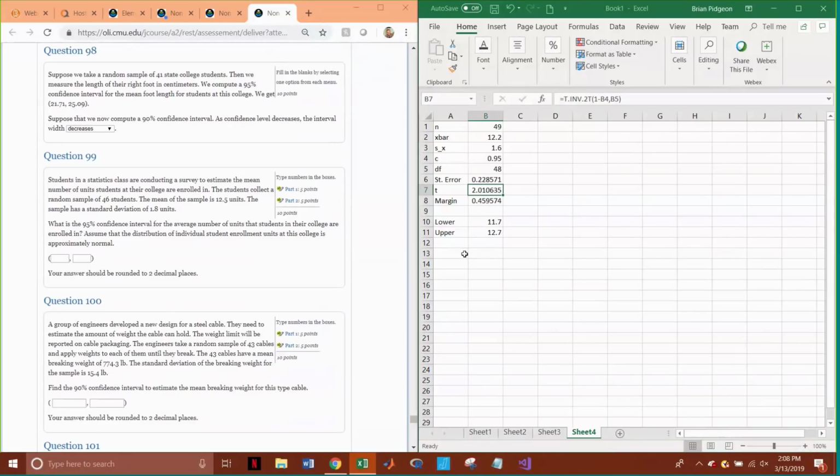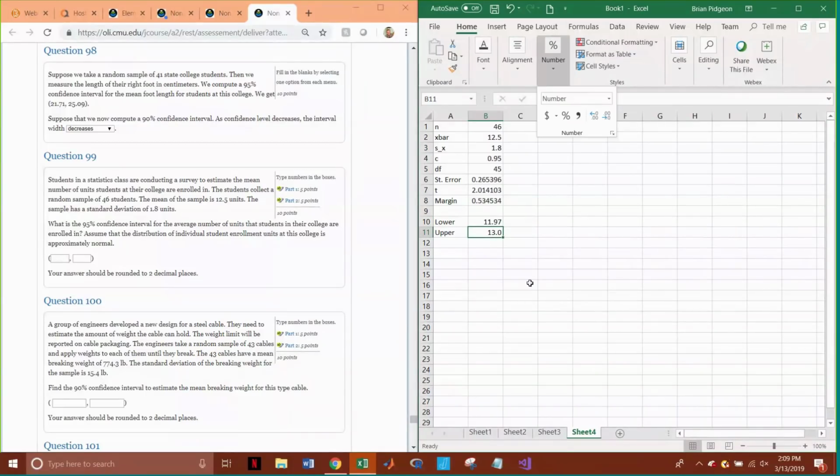99. Students in a statistics class are conducting a sample to estimate the mean number of units their students are enrolled in. So I'm just going to go back to the previous confidence intervals that we calculated. So we have a sample of 46 students. X bar in this case is 12.5. Standard deviation is 1.8. And we want a 95% confidence interval. So our degrees of freedom is automatically 45.